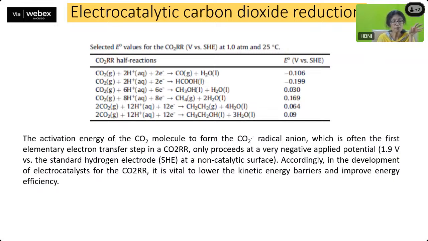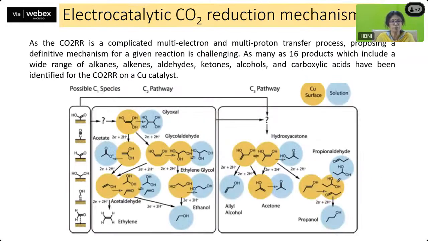So in developing an electrocatalyst for the carbon dioxide reduction reaction, it is very vital to lower the kinetic energy barriers and improve the energy efficiency. This is where catalytic materials come into the picture when you're talking about CO2RR, or carbon dioxide reduction reactions. Now, the electrocatalytic carbon dioxide reduction mechanism is a very complicated multi-electron and multi-proton transfer process, okay?